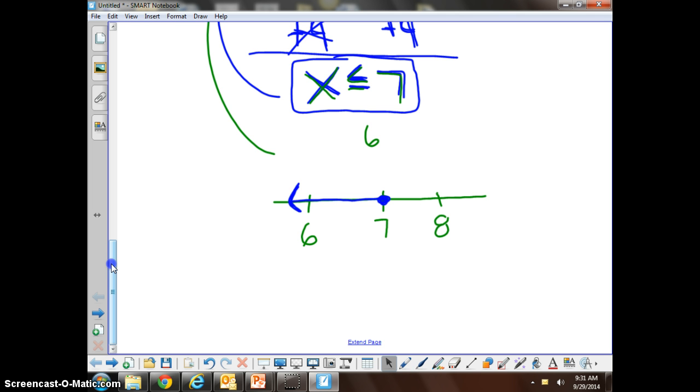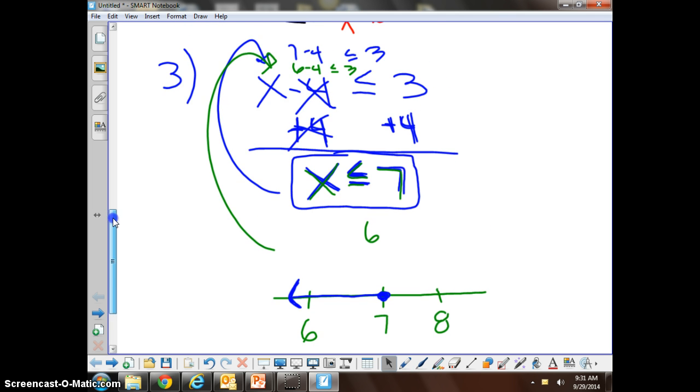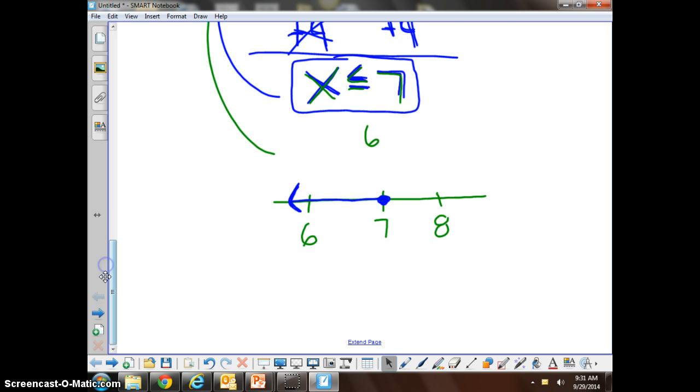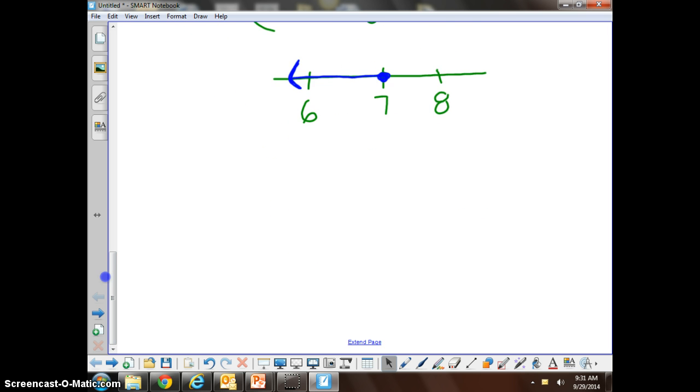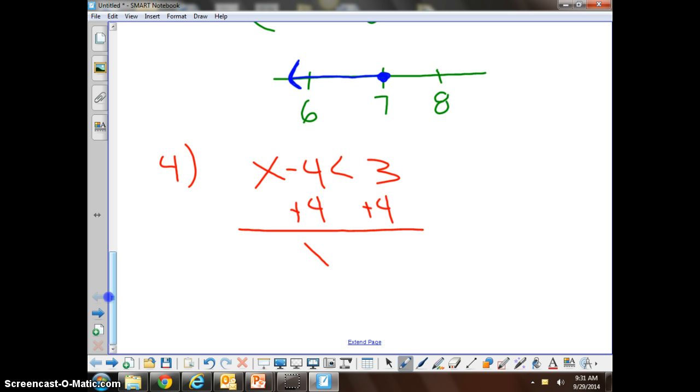Okay? One more example and then I will be done. We've got x minus 4 is less than 3. So this is our last problem. X minus 4 is less than 3. I'm going to add 4 to both sides. And I've got x is less than 7.